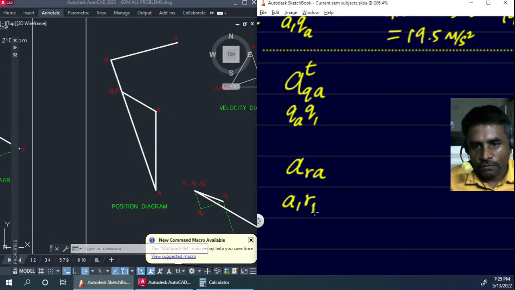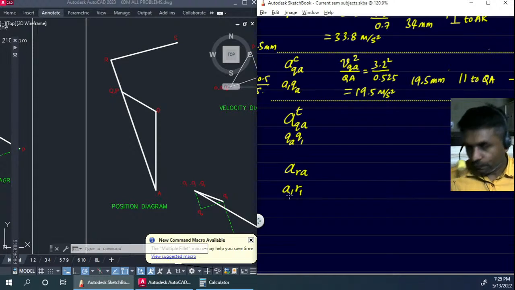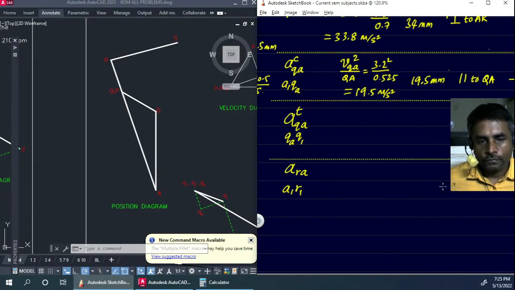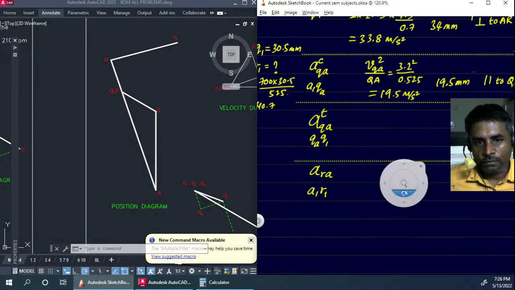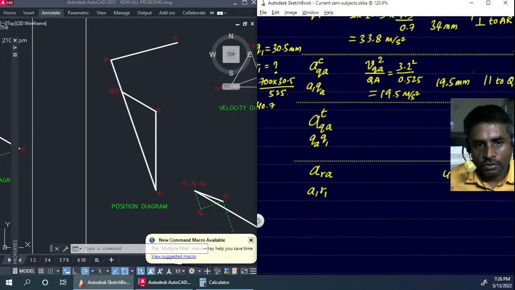And we have to reach the final point R1. We are going to reach the final point R1. And this is the length. The length of this we just now calculated. Length of that is 40.7. 40.7 mm is the length.